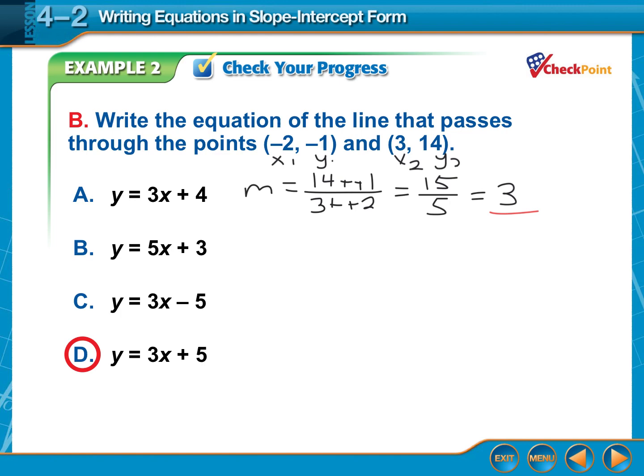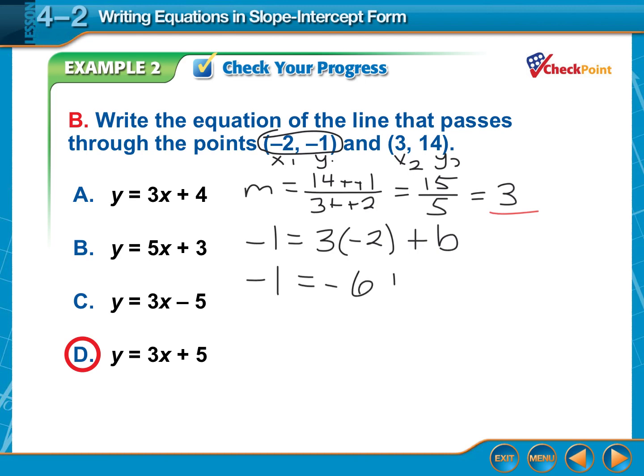So I'm just going to pick -2, -1. Okay, so what's my Y in this case? -1. What's my slope? My M. Yep, we just found it. What's X? -2. Plus B, right? We don't know what B is. Now just solve. We have -1. What's 3 times -2?